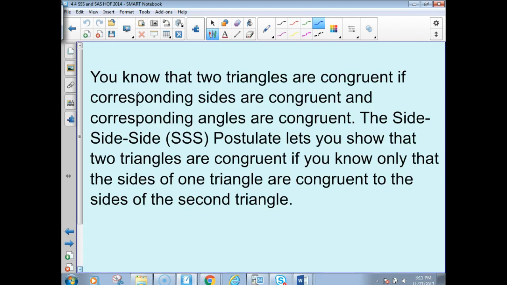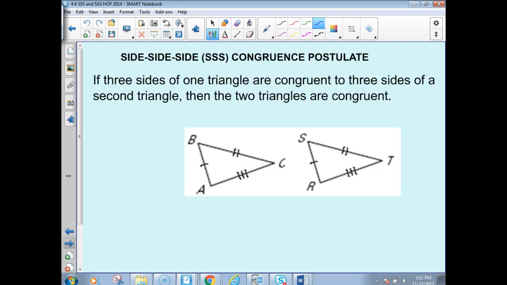Okay, so you know the two triangles are congruent if corresponding sides are congruent and the corresponding angles are congruent. The new thing today was the SSS postulate that lets you show that triangles are congruent even if you just know that all three sets of sides are congruent. So that's side, side, side. This is a picture of a side, side, side situation. There's three sets of sides that are congruent. That's why it's side, side, side.